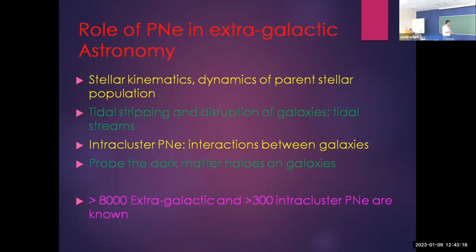And again, the probe of dark matter halos of galaxies is also an important topic, because the kinematics of the matter there can be easily traced using the planetary emission lines. And with that, we can go to larger distances from the center of the galaxy. So they are very important in this. More than 8,000 extragalactic planetaries are known as of now, and 300 intra-cluster planetaries are known. In our galaxy, we have something like 3,700 planetaries.